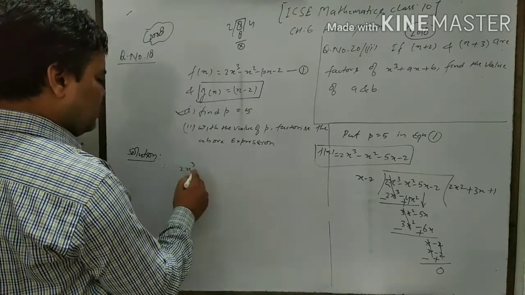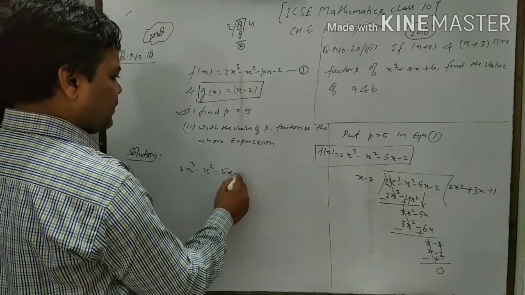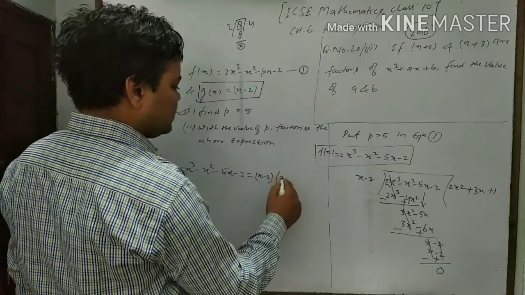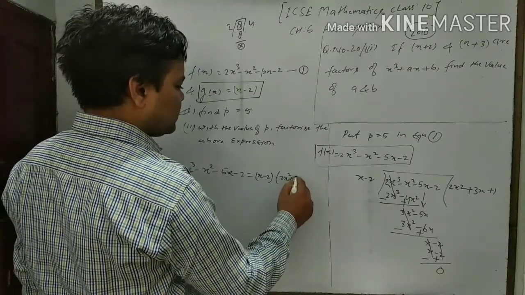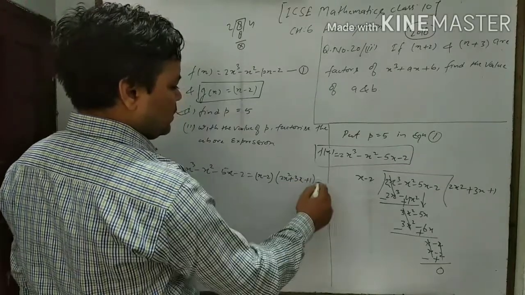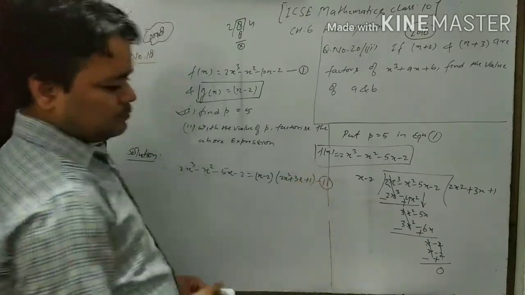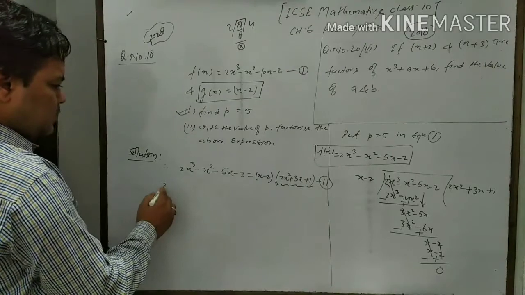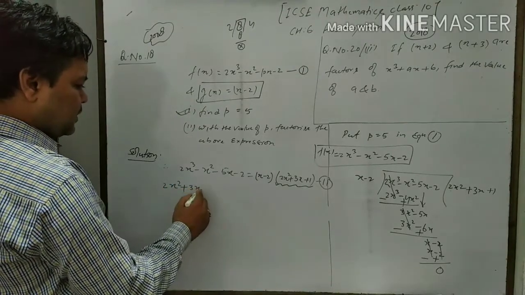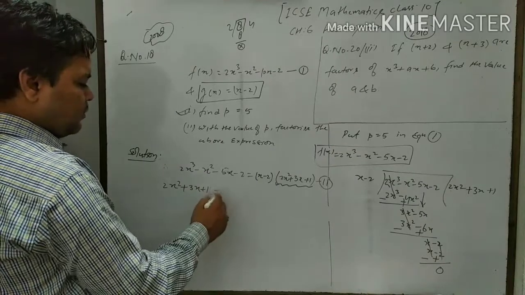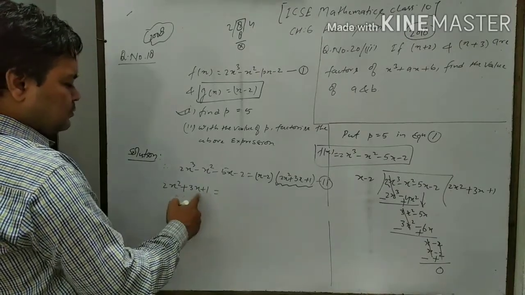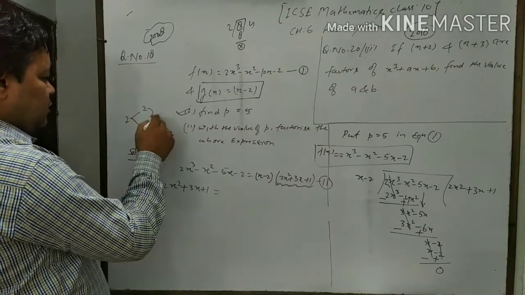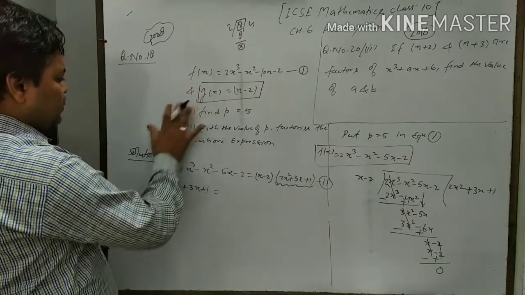Therefore, 2x cube minus x square minus 5x minus 2 can be written as (x minus 2) and (2x square plus 3x plus 1). Let this be equation 2. Now, just to factorize this, 2x square plus 3x plus 1, how do we factorize? AC: 2 ones are 2. Now break 2 into two parts such that their addition is 3. It means 2 can be written as 2 into 1.